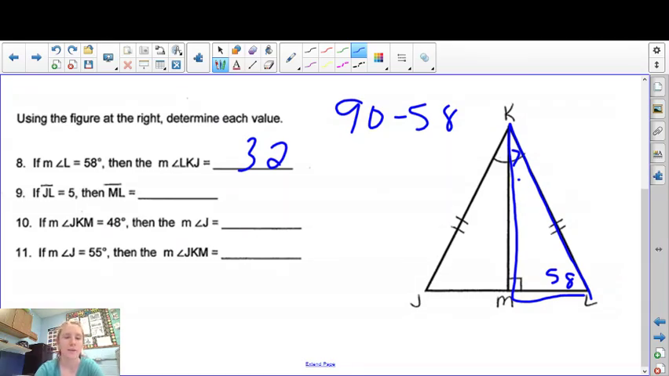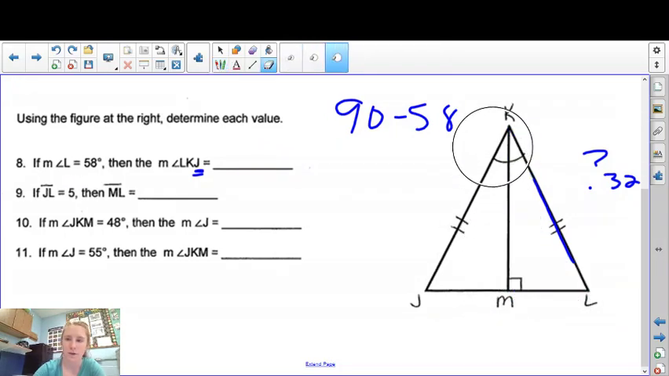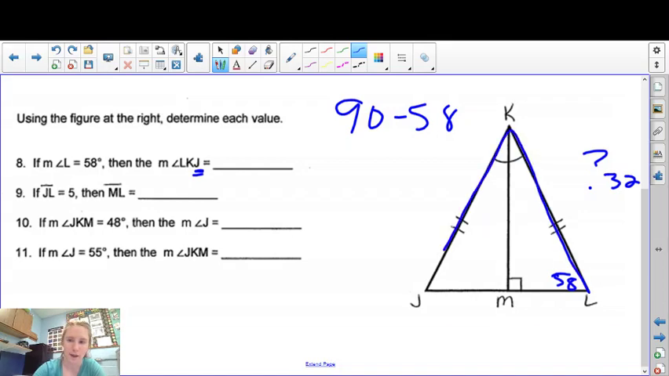Oh, hey, I didn't read this correctly. My last letter is a J, not an M. So the question mark is 32. That's correct. However, I actually want not this triangle. I want the whole big angle. So if half of it is 32, the whole thing, you double it, is 64. Sorry, I read that last letter wrong. I thought it said M, not J. Whoopsies.